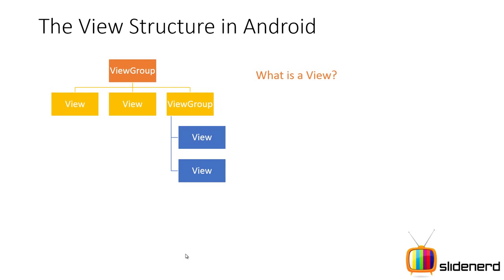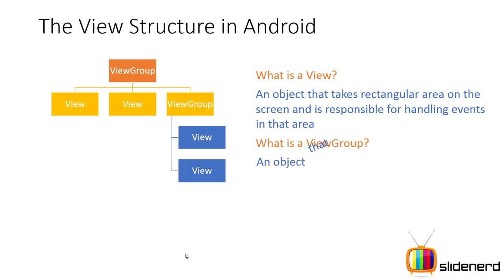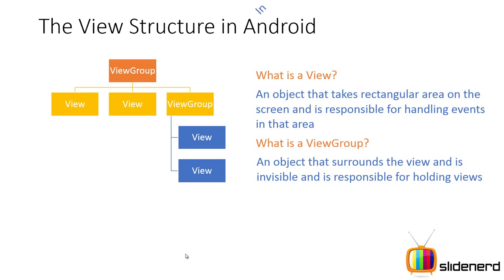So here's the question, what is a view? A view is nothing but an object that takes some rectangular area on the screen and that responds to events. For example, if you take a button, a button is a view, right? Because it takes some rectangular area on the screen, and when you click on the button, it responds in some way. Now if you talk about what is a view group, well, a view group is also a rectangular object, but remember there is a very important difference. A view group is invisible, that is one, and two, a view group is responsible for arranging the views inside it. Now remember, a view group can also contain other view groups, right?